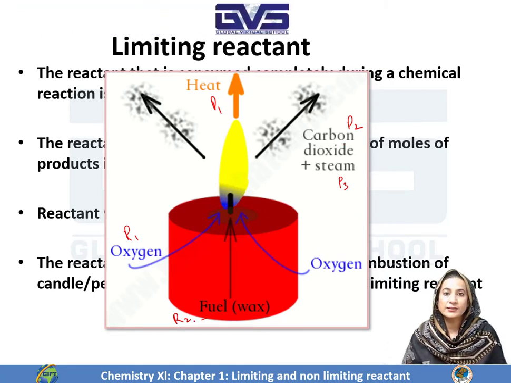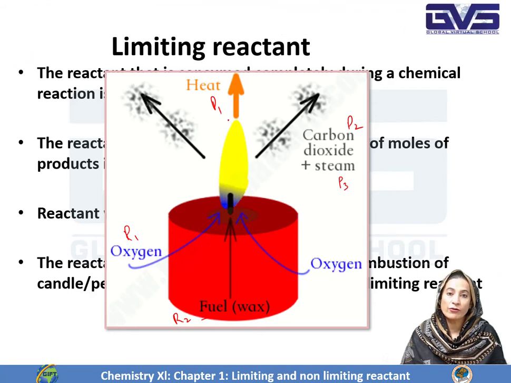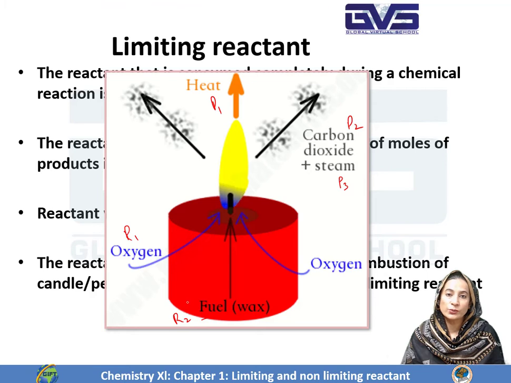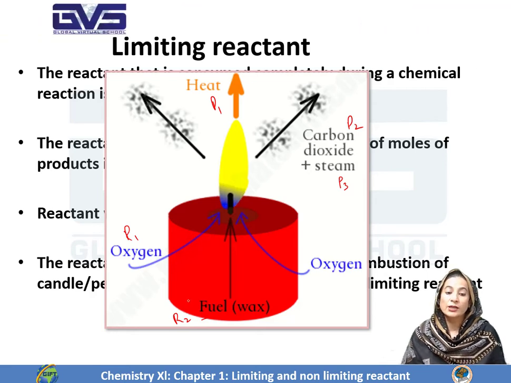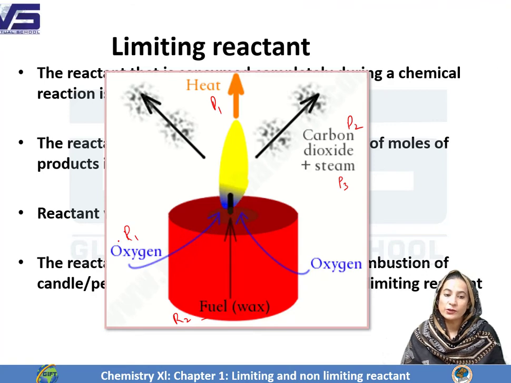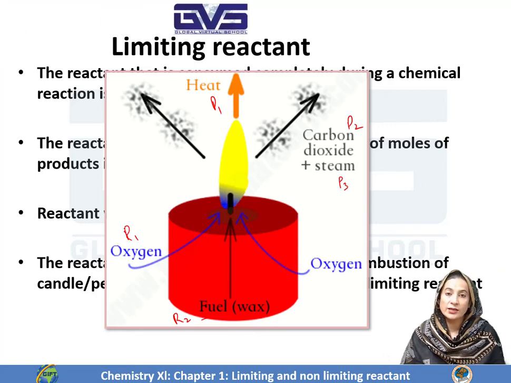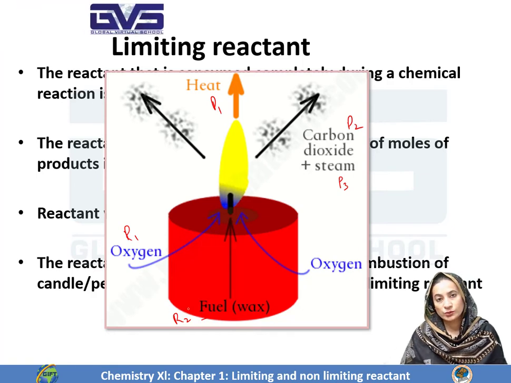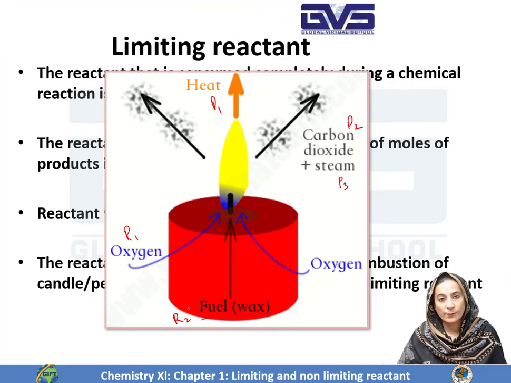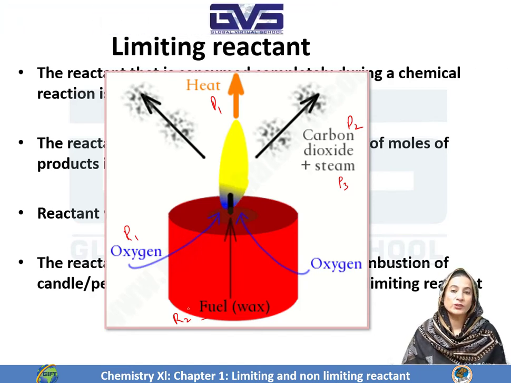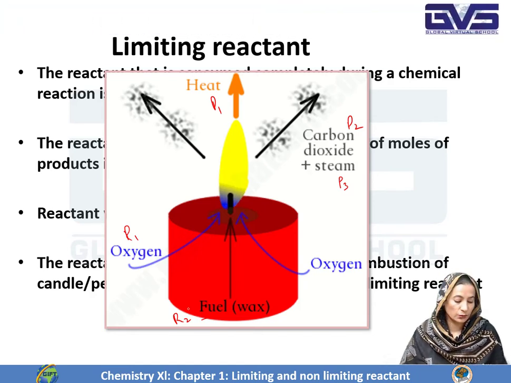So basically this is limiting the amount of product formation. It is completely consumed, and it is consumed earlier. So this is the limiting reactant, and the other one will be the excess reactant, because oxygen is still there. Limiting reactant is the reactant which is consumed earlier, consumed completely, and limits the amount of product formation. Hopefully, students, limiting reactant is now clear to you.